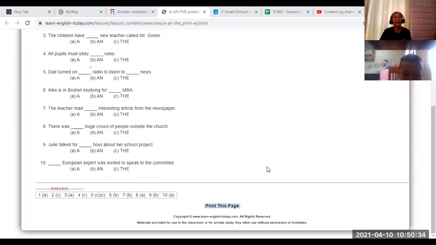Okay. The answer is very good. A European expert was invited to speak to the committee. You introduce the noun, a European expert, at the very beginning. You will not say "the European expert", it's "a European expert", because you are trying to introduce it. Always remember, when you introduce a noun in the sentence, you will use a, not the. The is only for specific, and you can use the in the next sentence. I know this is quite complicated, but I think you will have to do this.